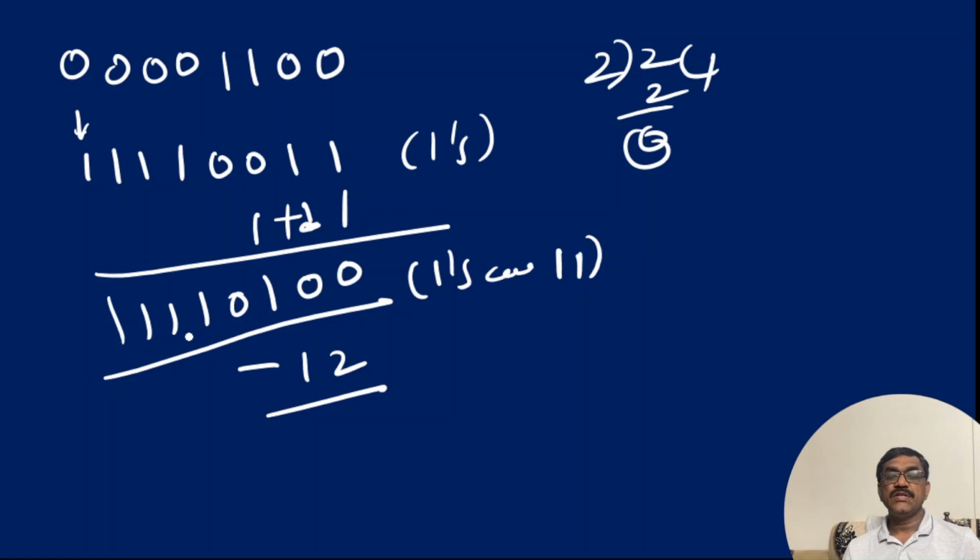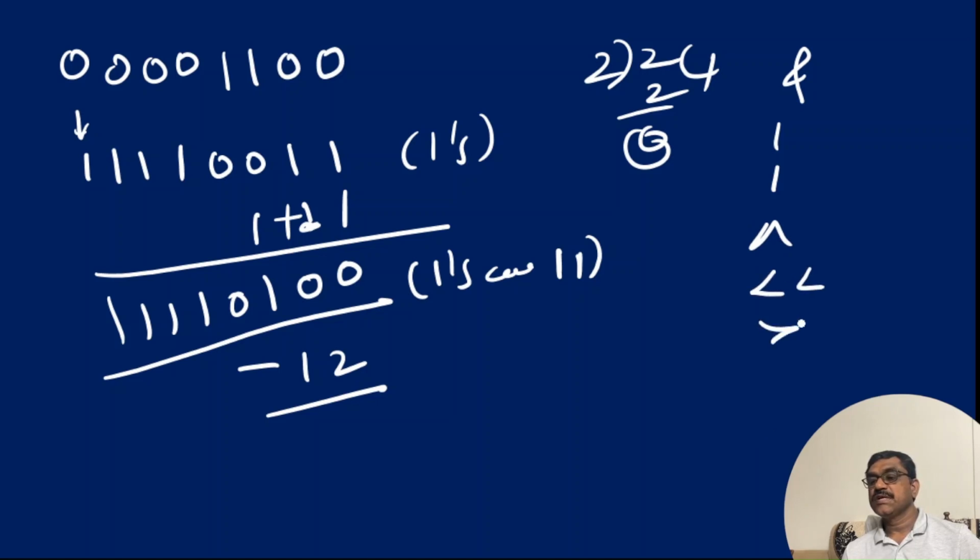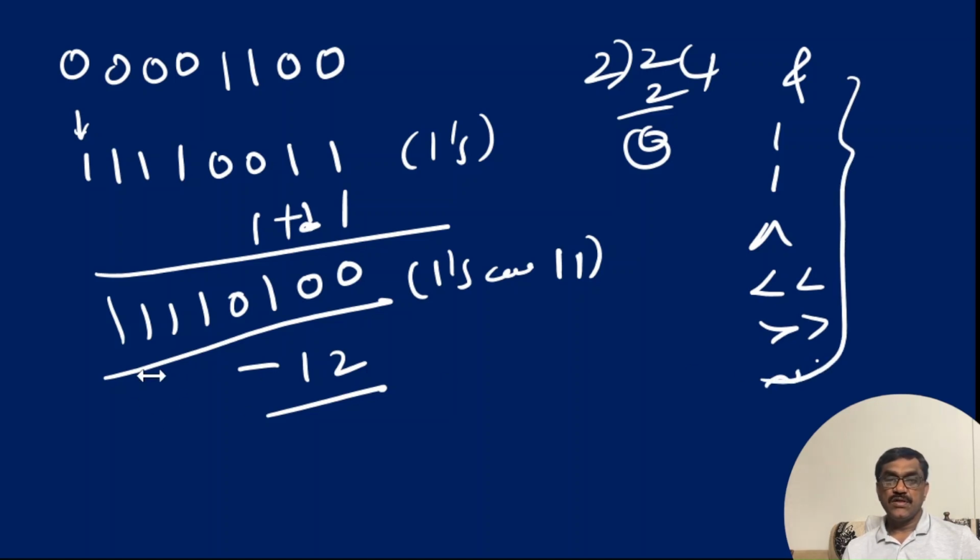With this we have completed the bitwise operators. So what are the bitwise operators we have seen? Bitwise AND, bitwise OR, bitwise exclusive OR, bitwise left shift, bitwise right shift, and one's complement. So these are the bitwise operators. Now we will see C programs to implement them.